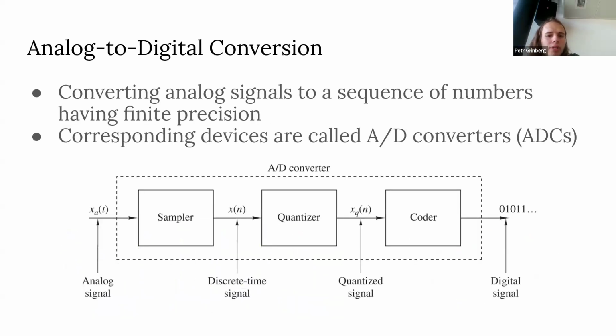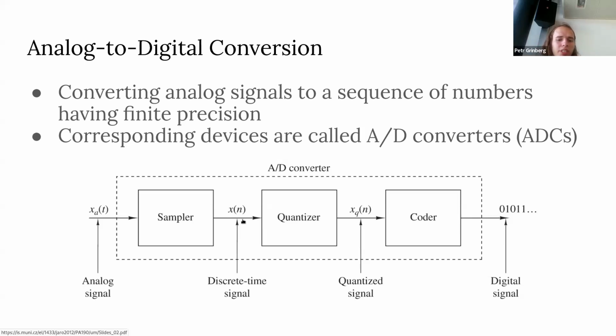The conversion happens using this analog to digital conversion technique. The first part of it is called the sampler. We have our continuous waveform as input, and we just take samples from this continuous input. We'll see on the next slide how we do it.